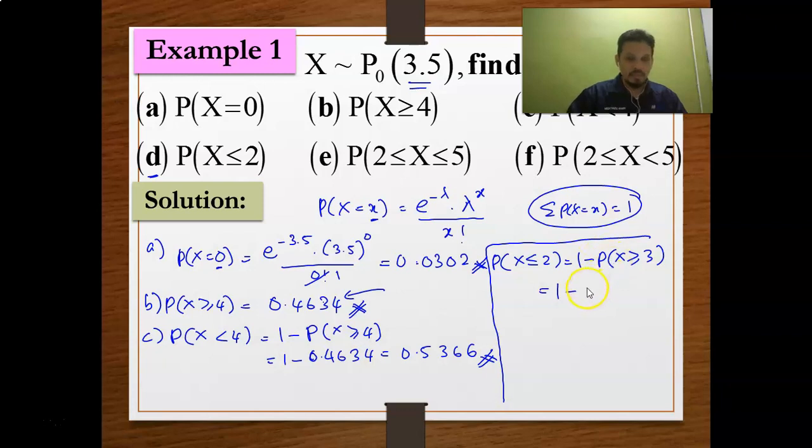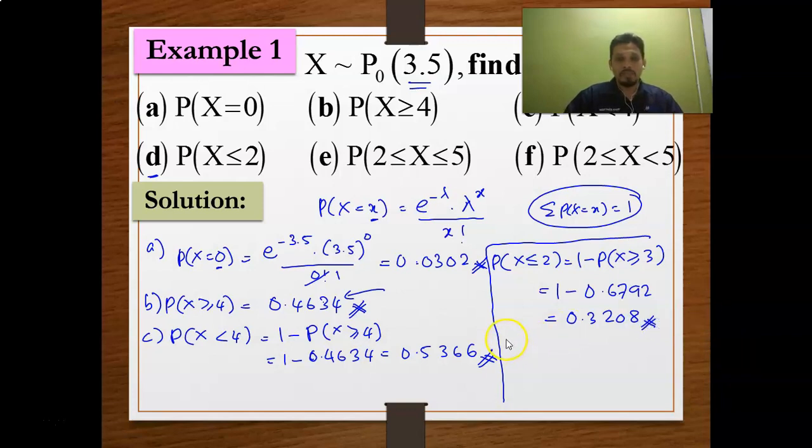So it is 1 minus 0.6792. I showed you once or twice how to find the probability inside the statistical tables, so the rest you can find out by yourself. For this one it is 1 minus 0.6792, which is 0.3208.